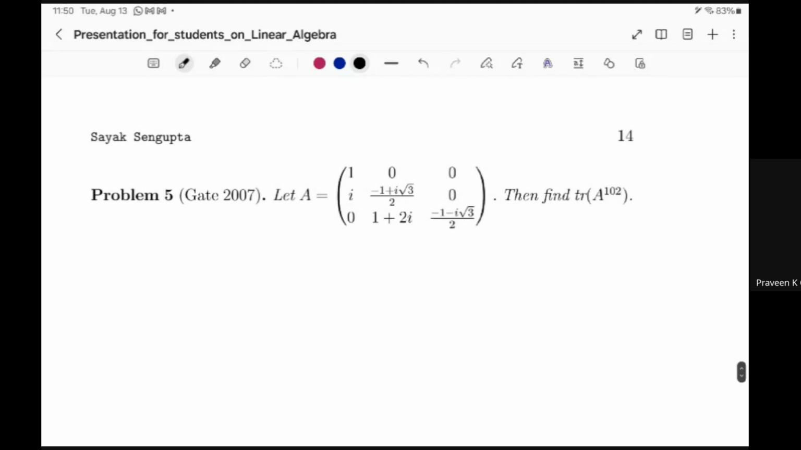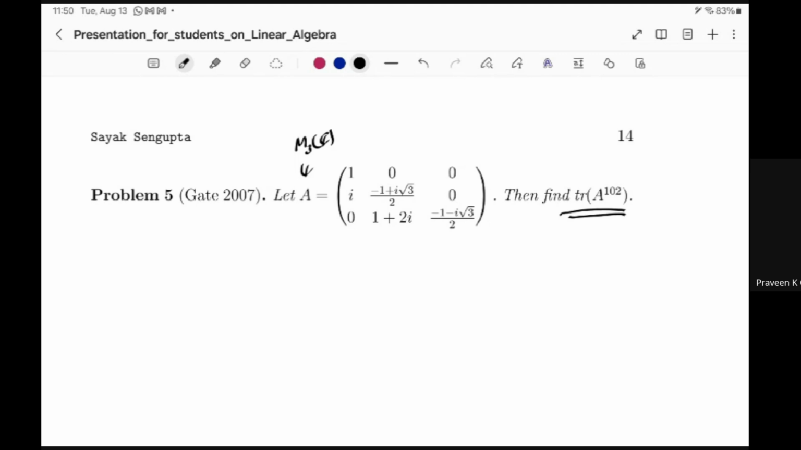Say you have a matrix A, and the elements are taken from the complex numbers. So this A is from M3C, where M3C is the set of all matrices of order 3 where the elements are taken from the set of complex numbers. Now, how would you find the trace of this?